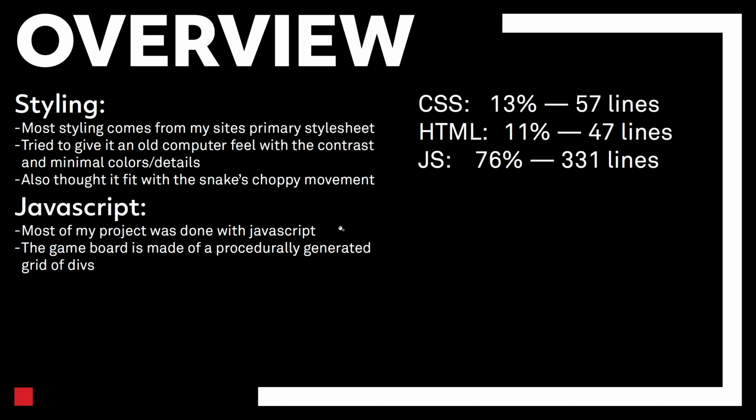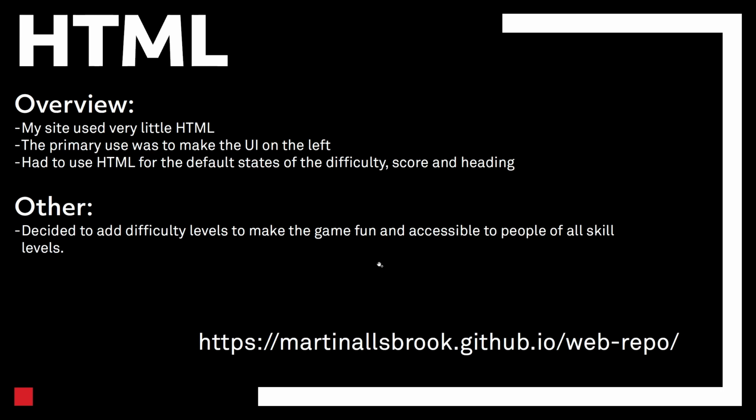Most of my project is JavaScript, as I said, and one thing I thought was interesting is that the game board is actually procedurally generated using JavaScript instead of hard-coded in HTML. The HTML is mainly used in order to make the UI on the left side of the screen, and I also had to use it to set the default states of the UI, such as the difficulty, score, and heading. I added the difficulties in order to make the game fun for any player that wanted to play it. I didn't want it to be too hard or too easy for players to have fun.